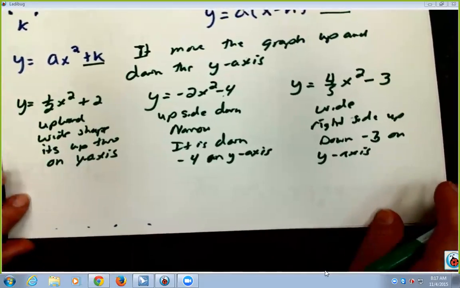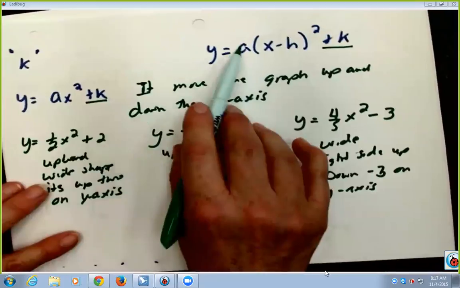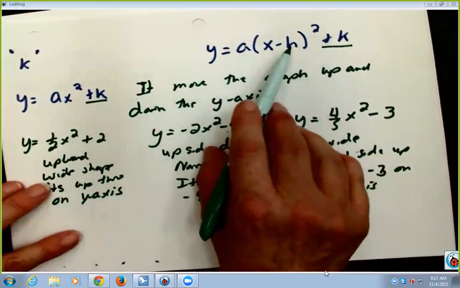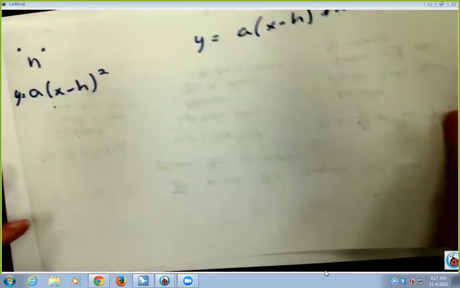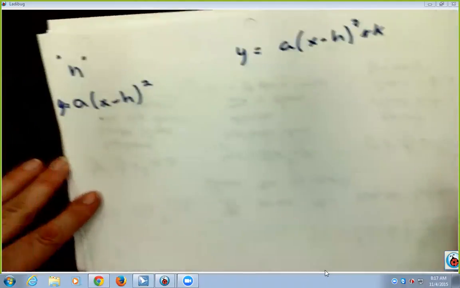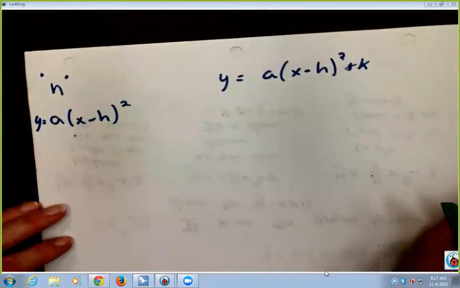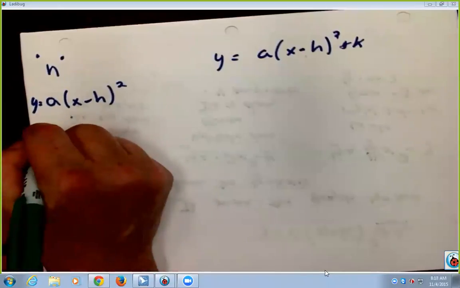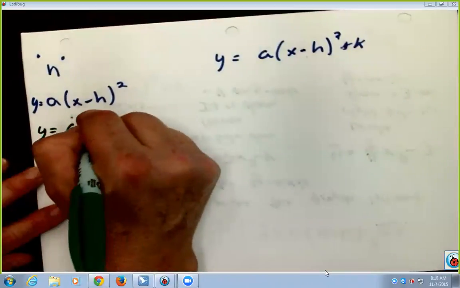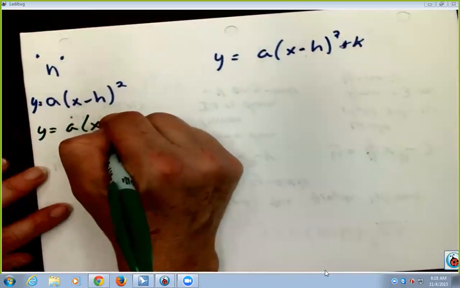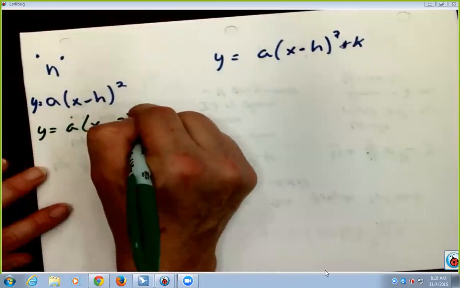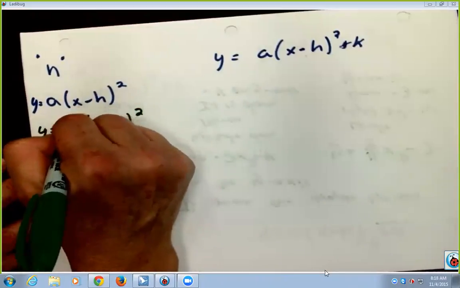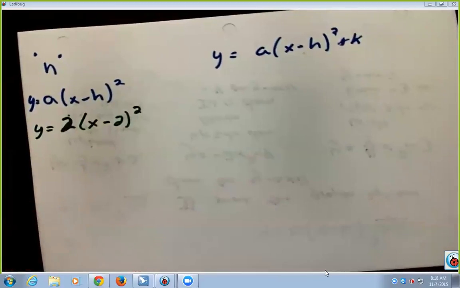So you think we're good with K? So we've got A now, we have K, and now we're going to pick up H. And so now we need to know what H does to our graph. So if we go through and look at H, what's going to take place now? So let's stick one in here. Say y equals A times x minus 2 squared, and we'll put an A in here of 2. We'll just stick a 2 in there. That'll make up for our A.